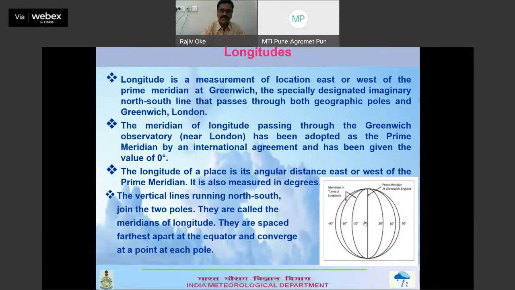So from the east side or the west side of the prime meridian, if you are moving, it tells whether you are moving towards the east or west. And 30 degrees, 60 degrees, 90 degrees are the meridians which are parallel to the Greenwich. The vertical lines running north to south, joining the north and south poles, are called meridians or longitudes. They are spaced farthest apart at the equator, and converge at the poles.